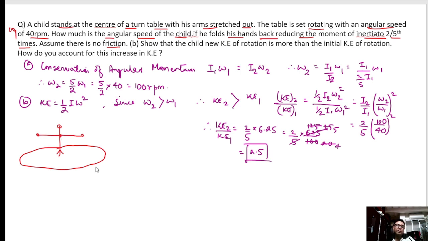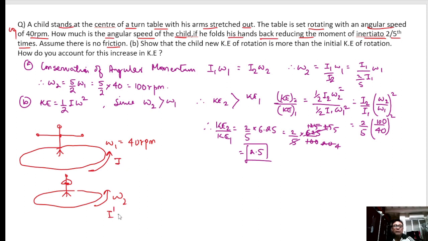Now they are telling that it started to give an angular speed of 40 rpm. Now the child has closed his arms, folded his arms. So what will be the angular speed? The moment of inertia now is 2/5 of the original. So what will be the angular velocity of the child now?